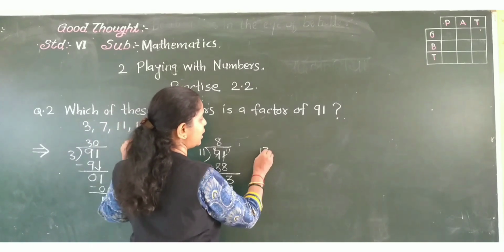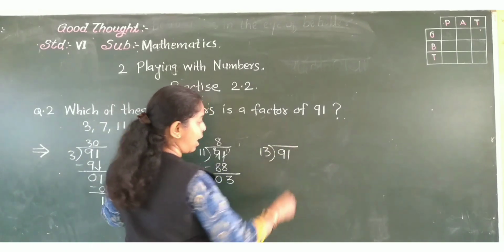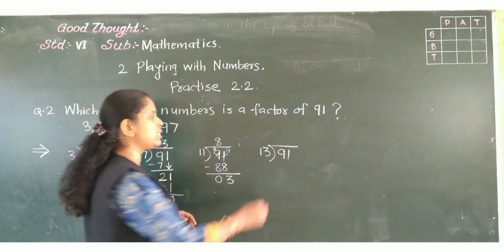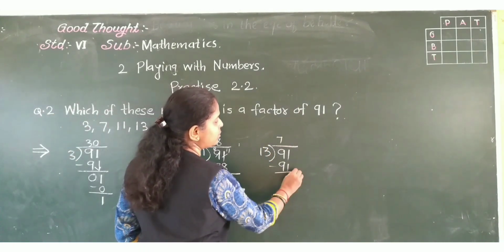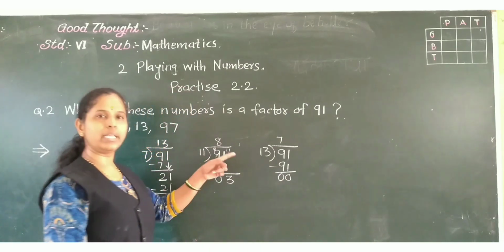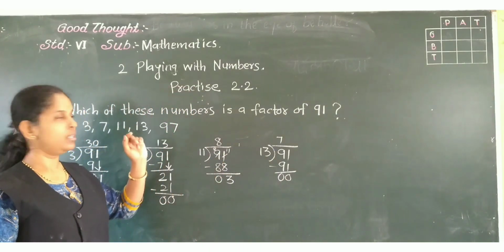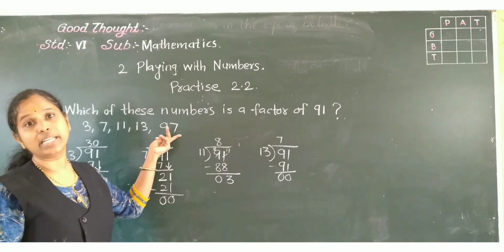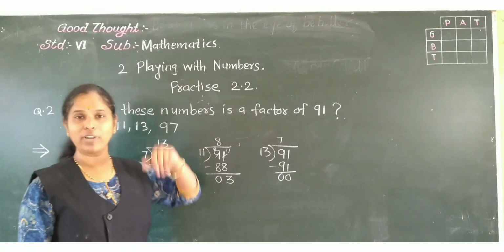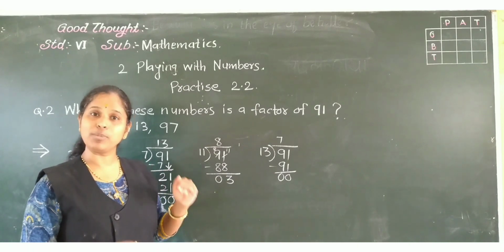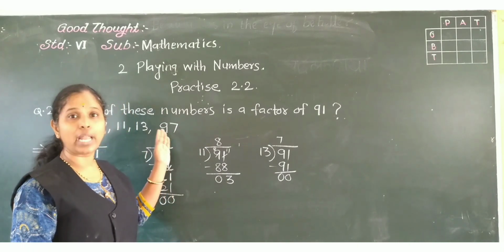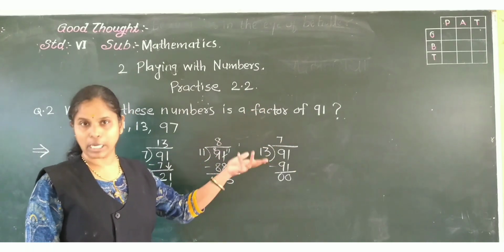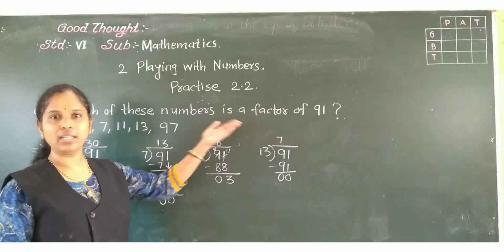Next is 13. Now in 13's table 91 comes. 13 sevens are 91. So 13 is a factor of 91. Next is 97. By looking at the number only you can say, could it be a factor of 91? By only observing we can say no, 97 cannot be a factor of 91. Why? Because 97 is greater than 91.